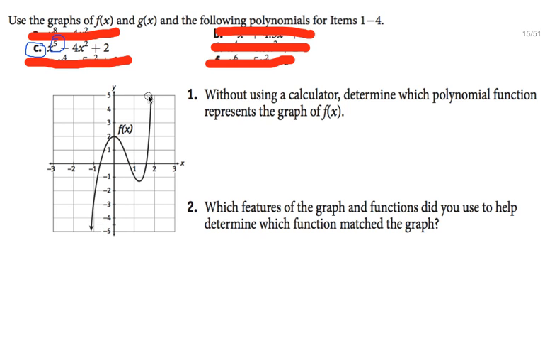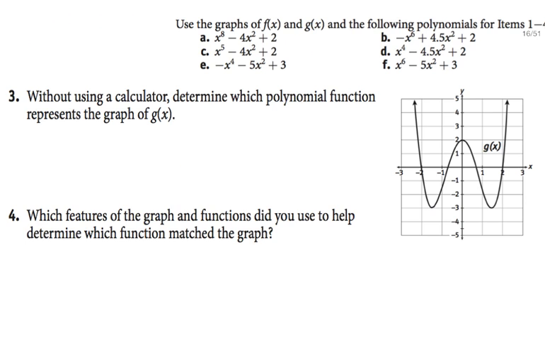And we only had to use the fact that the end values were going in opposite directions to figure that out. All right, now let's look at this one. We have graph G. Now both ends are going in the same direction, so it has to be an even exponent. So now we can cross this one off.